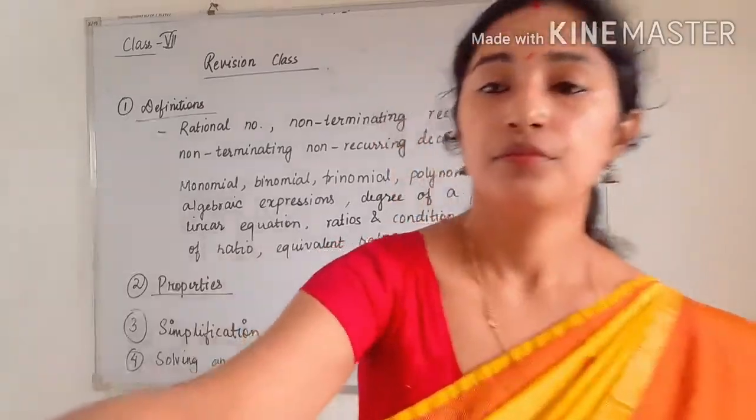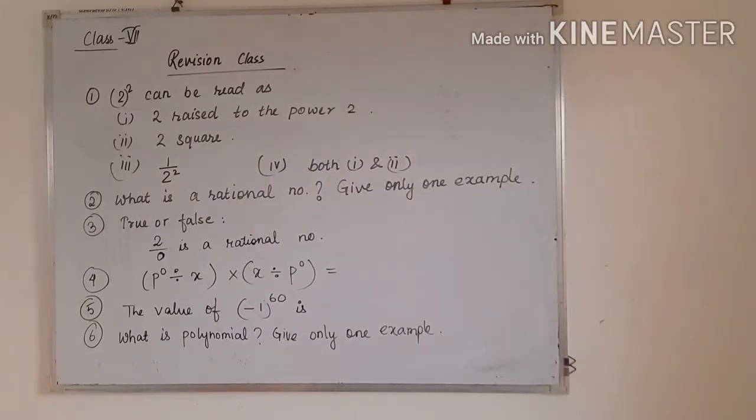Okay, so see, these are some questions. First question is, 2 square can be read as: number 1 option, 2 raised to the power 2; number 2, 2 square; number 3, 1 by 2 square; number 4 option is, both 1 and 2 are correct.